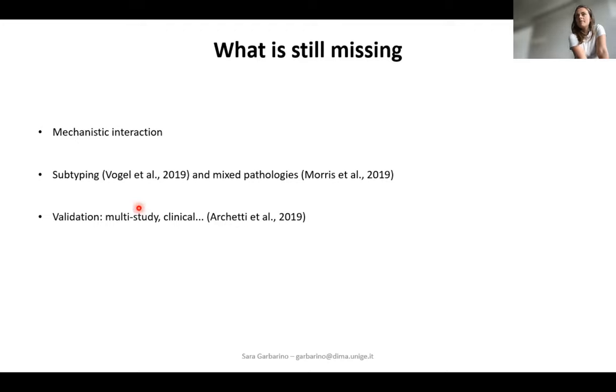So that could be something to think about for these types of mechanistic modeling: multi-study validation, or maybe clinical validation, if it's even possible actually for these types of models, doing a clinical validation. Yeah, I know. So we'd be happy to hear your thoughts about that.